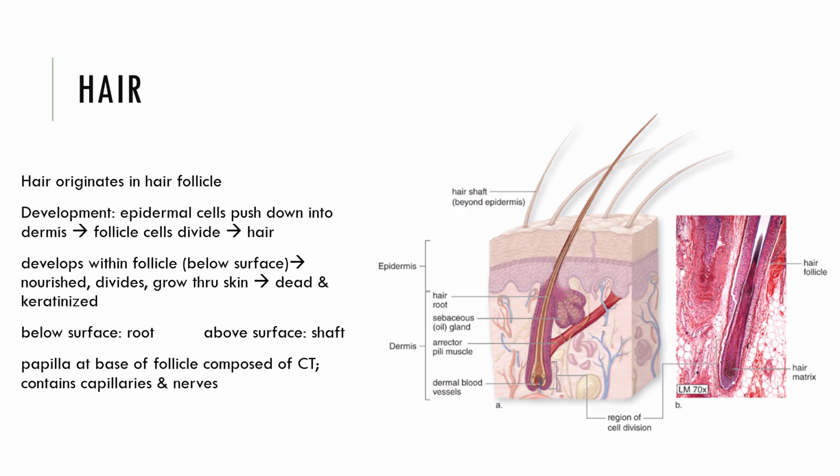So remember that the hair follicle originates from cells in your epidermis that push downward into the dermis to form a hair follicle. It continues to divide actively. The hair develops within the follicle below the skin surface. This growing hair is nourished. The cells continue to divide and are pushed upward through the skin surface. And during this upward movement, the cells die and become fully keratinized, forming the hair shaft.